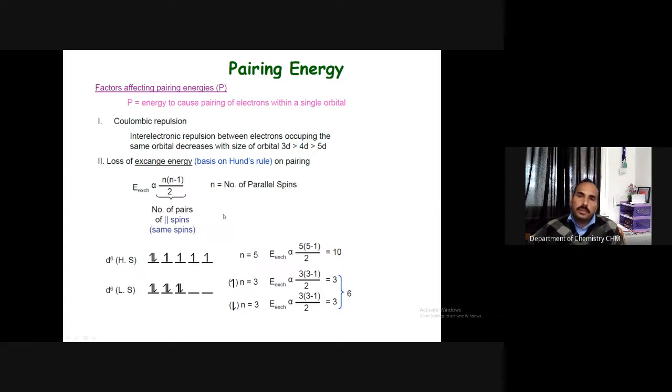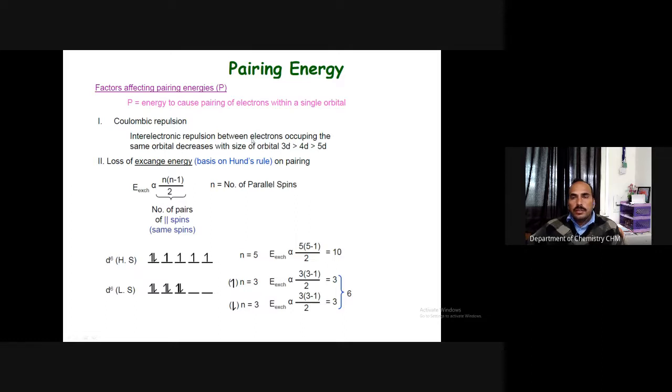What are the factors that pairing energy depends on? Pairing energy depends mainly on two factors. So what is P? It is the energy to cause pairing of electrons within a single orbital. That is called pairing energy. So one is Coulombic repulsion. If you are putting two electrons in the same orbital, there will be Coulombic repulsion. Both are having negative charge, right?